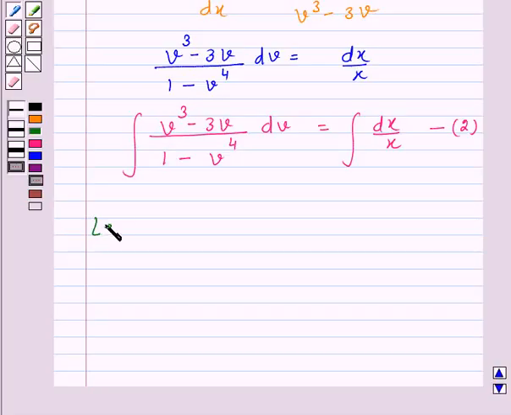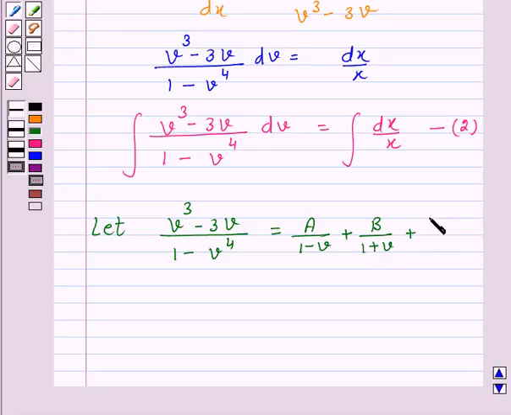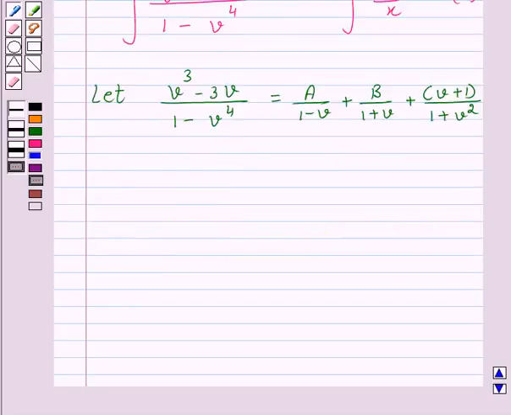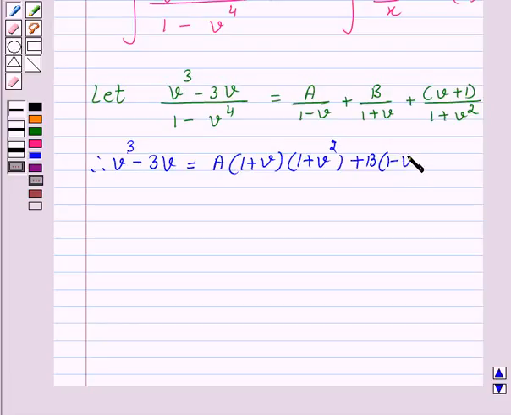Let the integrand on the left hand side, which is (v³ − 3v)/(1 − v⁴), be equal to a/(1 − v) + b/(1 + v) + (cv + d)/(1 + v²). Therefore, v³ − 3v = a(1 + v)(1 + v²) + b(1 − v)(1 + v²) + (cv + d)(1 − v)(1 + v), that is (1 − v²).